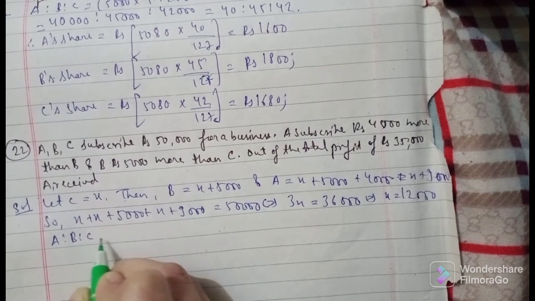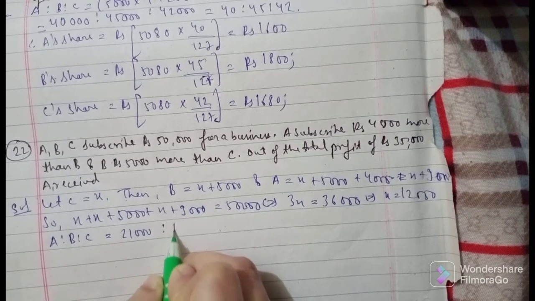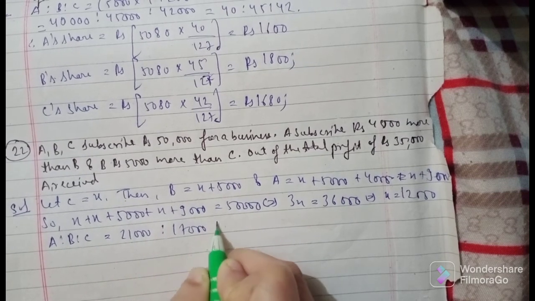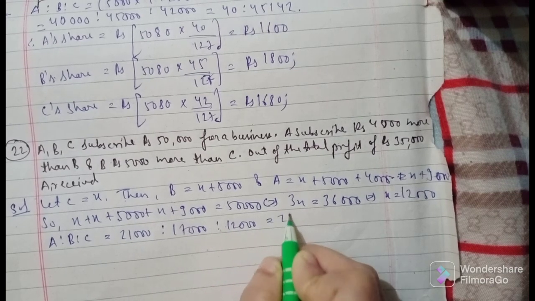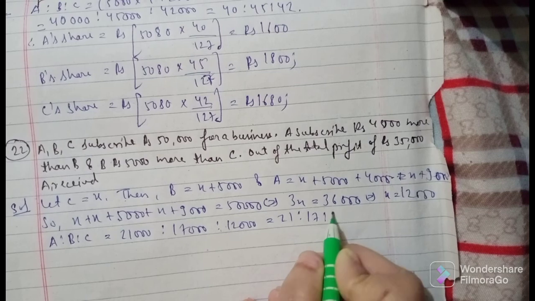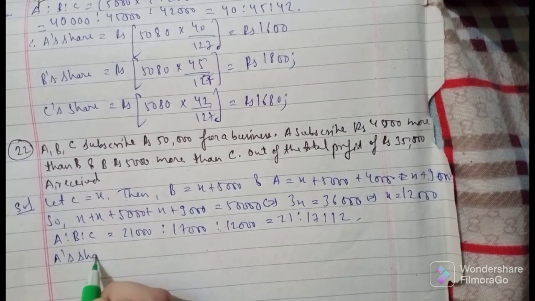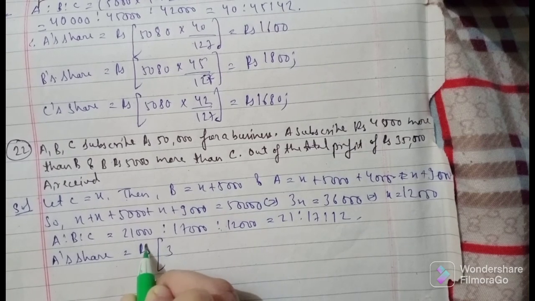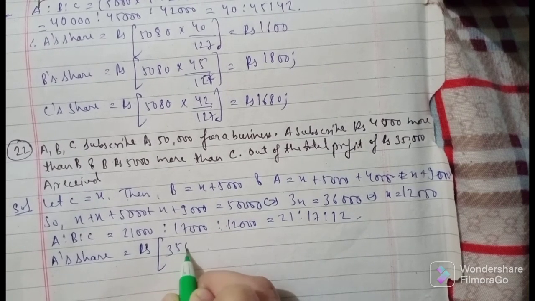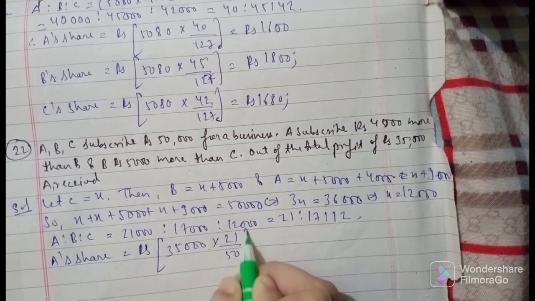Now we talk about the ratio, A ratio B ratio C. We find out 21,000, ratio 17,000, ratio 12,000, that is 21 ratio 17 ratio 12. Now we find out A's share, rupees 35,000 into 21 upon 50.